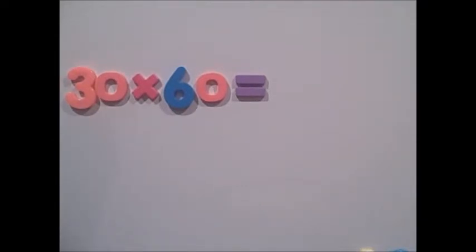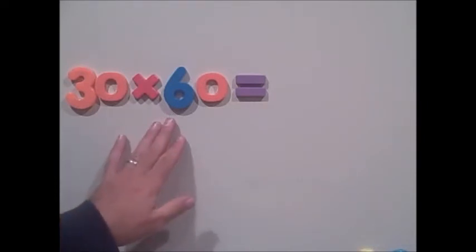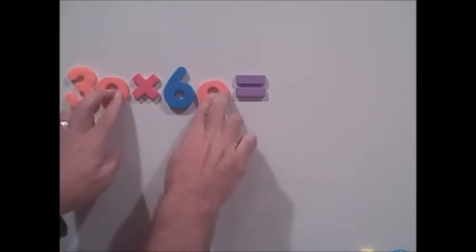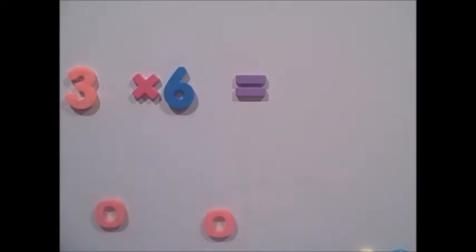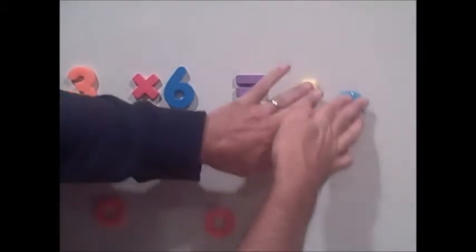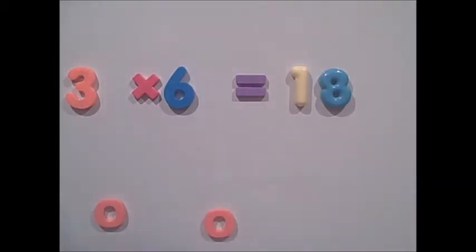Today we're going to learn how you could use your basic multiplication facts to help you solve more complex multiplication number sentences, such as 30 times 60. If you think about 30 times 60 and take the zeros away, you are left with a basic fact of 3 times 6, which of course we all know is 18.